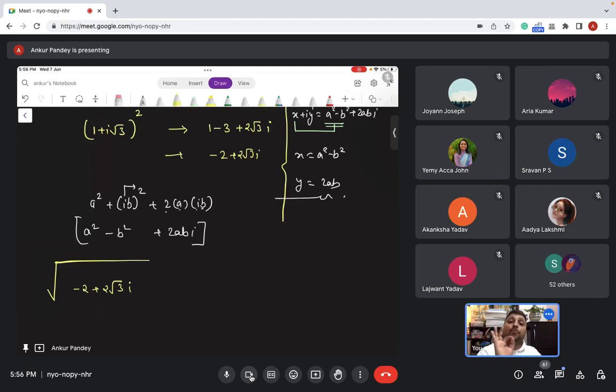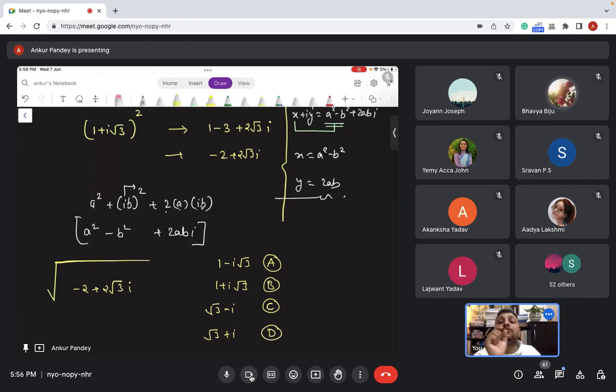Look at those options. 1 minus i root 3 is A. 1 plus i root 3 is B. Root 3 minus i is C. Root 3 plus i is D. 4 options visible, yes or no? Yes, sir. So now how will you solve it? Listen to me carefully.